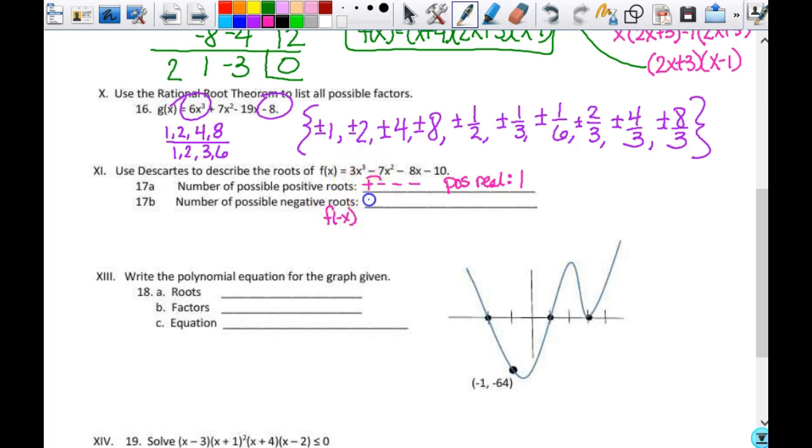So if I plug in a negative x, that makes this negative, this positive, that makes this change to positive, and this stays negative. Remember, anything with an odd exponent, the sign will change. So I've got 1, 2 changes here. So for my negative real, it could be 2 or 0.